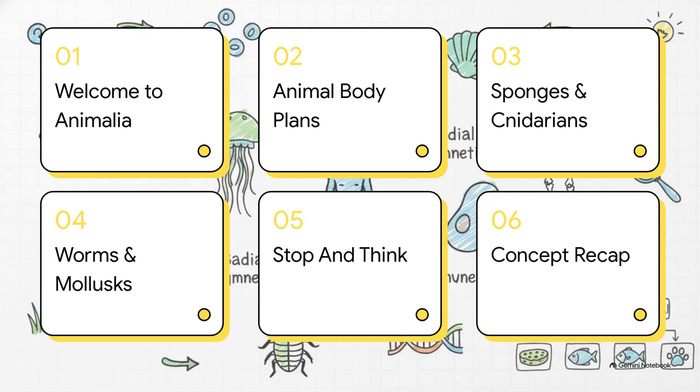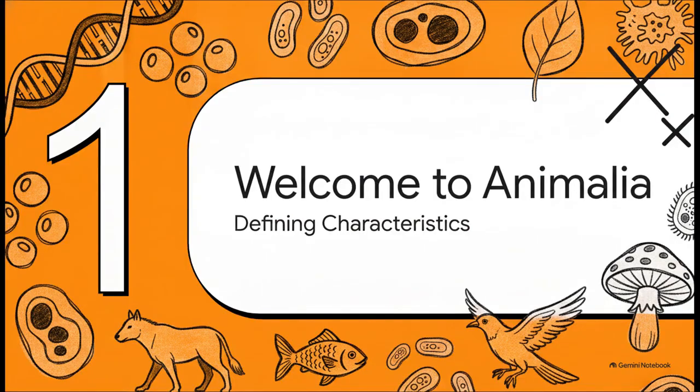We'll start with a welcome to Kingdom Animalia, check out the blueprints of animal body plans, look closely at sponges and cnidarians, and then worms and mollusks. We'll wrap it all up with a quick stop and think knowledge check and a concept recap. Let's get to it. Section 1.